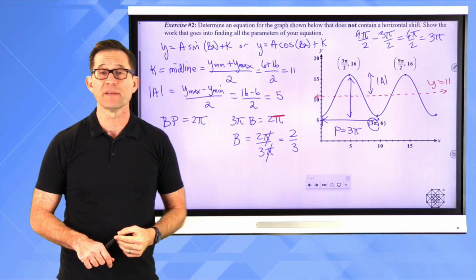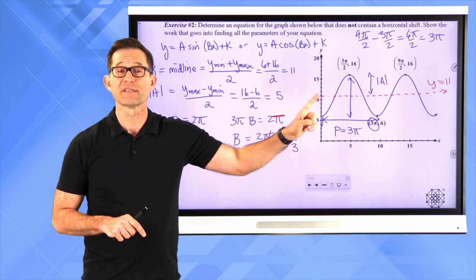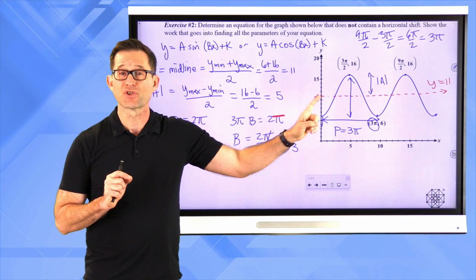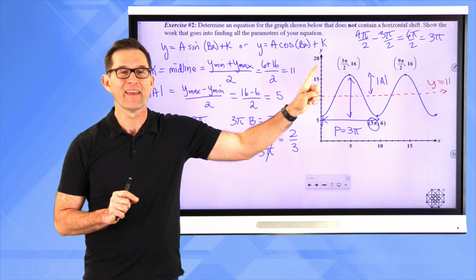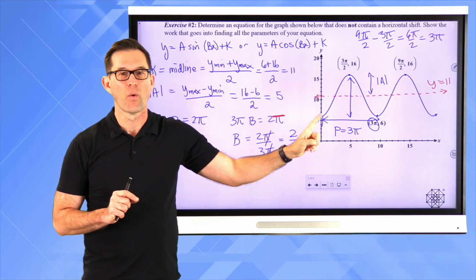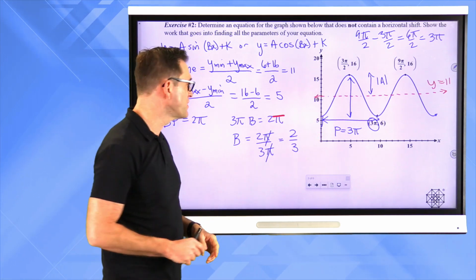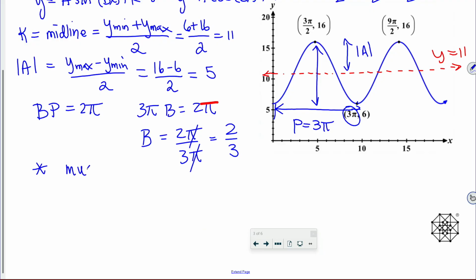And the reason I have to base it off of the cosine is that if it was based off of the sine, it would be starting at its midline. Caught that? So the sine starts at its midline. The cosine either starts at its maximum, if a is positive, or its minimum, if a is negative. So in this particular curve, we must use cosine, because no horizontal shift.